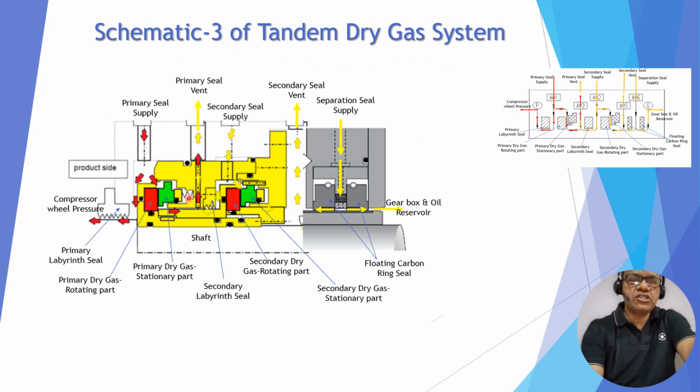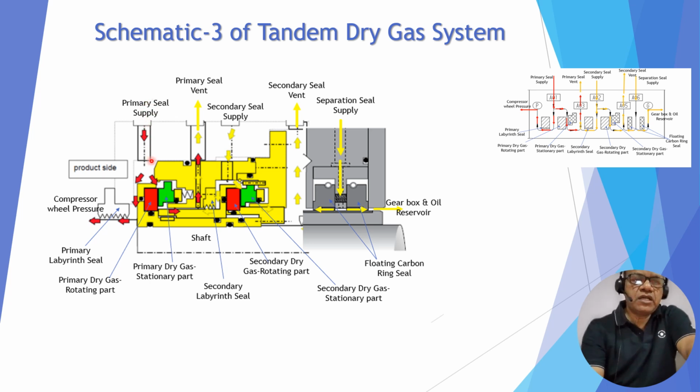And this is the third schematic of the tandem dry gas seal. The same thing is shown here. This is the primary seal supply; hydrocarbon goes to the wheel pressure through the labyrinth here. Then the dry faces here; you can see the red one is the rotating part. This is the stationary part of the primary dry gas seal. This is the secondary labyrinth. This is again the red secondary dry gas seal rotating part. This is the secondary dry gas seal stationary part, and these two are floating carbon ring seals.